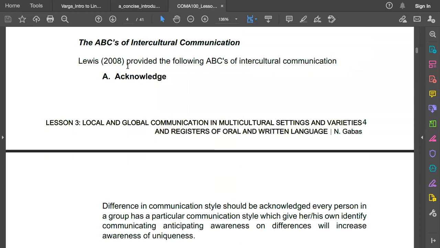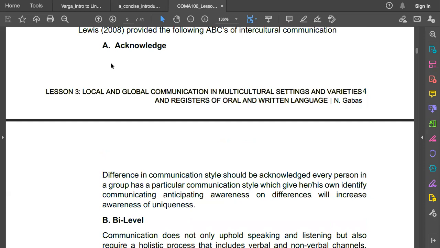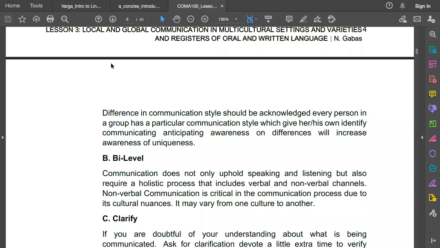Next, we have the ABCs of intercultural communications. It is proposed by Lewis in 2008. So acknowledge, bilevel, and clarity. So acknowledge. Differences in communication style should be acknowledged by everyone in a group. Each has a particular communication style which gives him or her own identity.